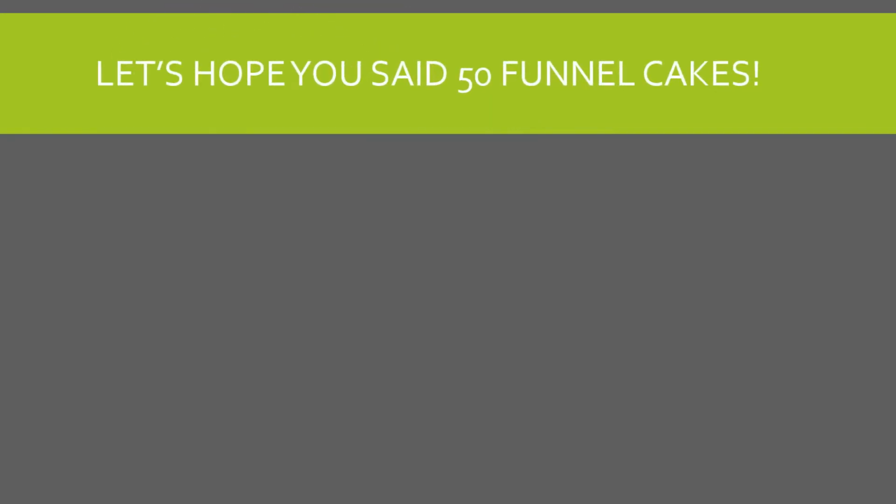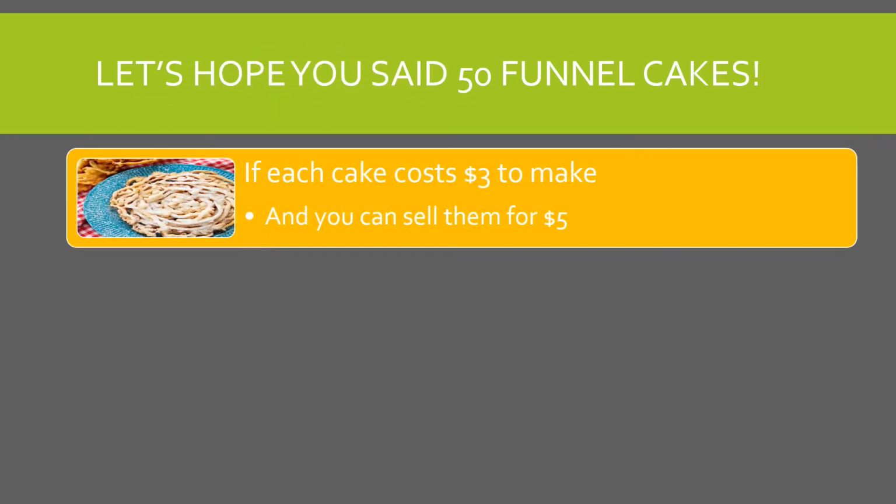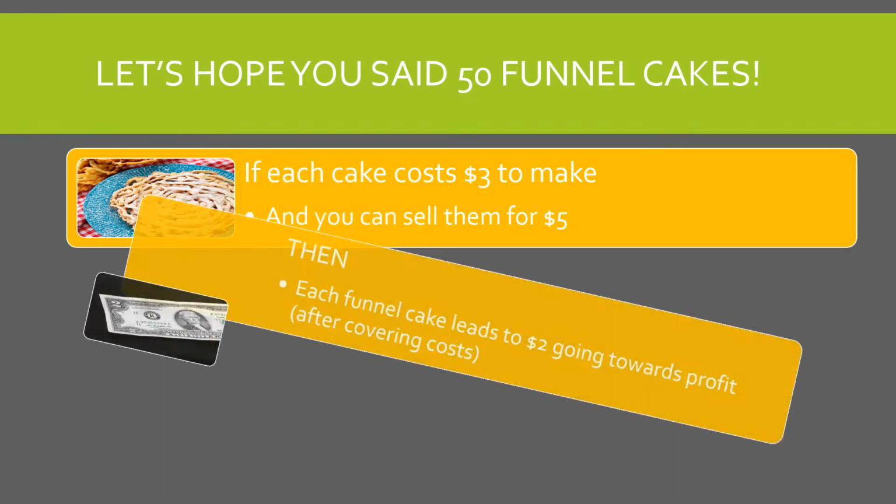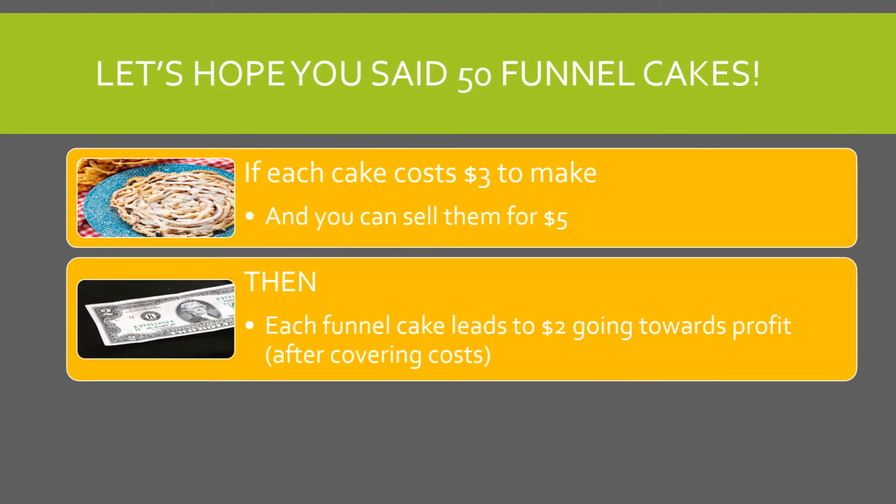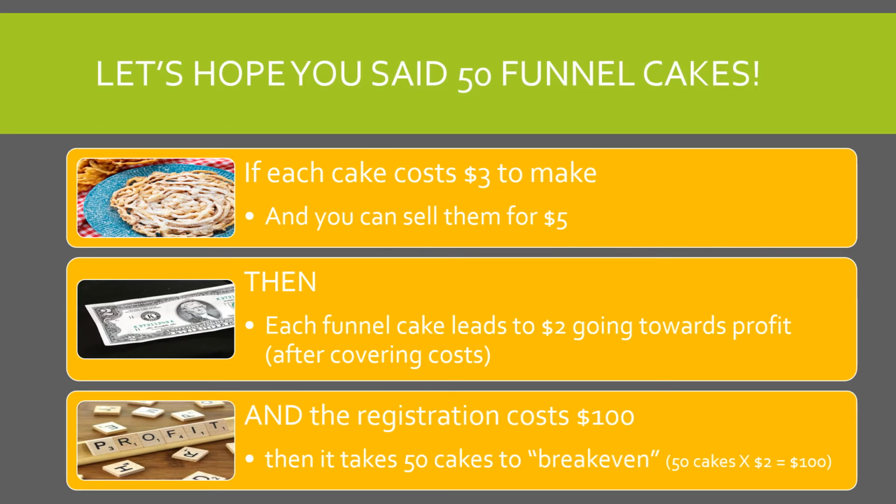So I'm hoping that you said 50 funnel cakes. If each cake costs you $3 to make, and you can sell them for $5 each, well then you have $2 for every funnel cake that you sell going towards profit after you cover your costs. And in this case, our costs are the $100 registration fee. So if you sell a funnel cake, you've got $2 to go to cover your costs, the $100 registration fee. How many cakes do you have to sell to break even, have no profit and no loss? Well, it's 50 cakes.